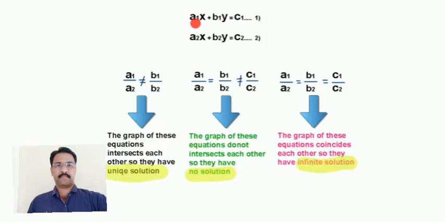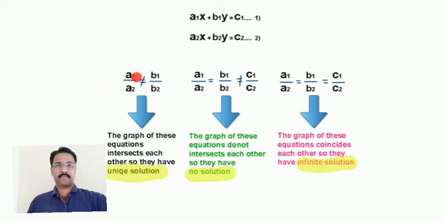a1x plus b1y is equal to c1 and a2x plus b2y equal to c2. Here a1, b1, c1, a2, b2, c2, these are coefficients. Now here is the relation between only the coefficients. There are three options. See first, the ratio of a1 and a2 and the ratio of b1 and b2 may not be equal. If equal, maybe it is not equal to the constants ratio. If they are also equal, that means these are the three possibilities.